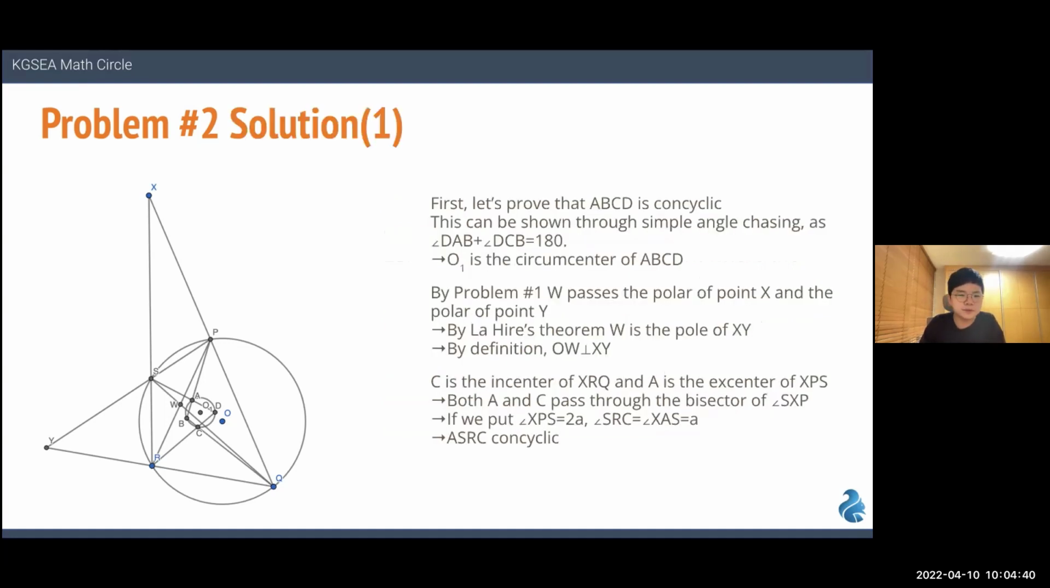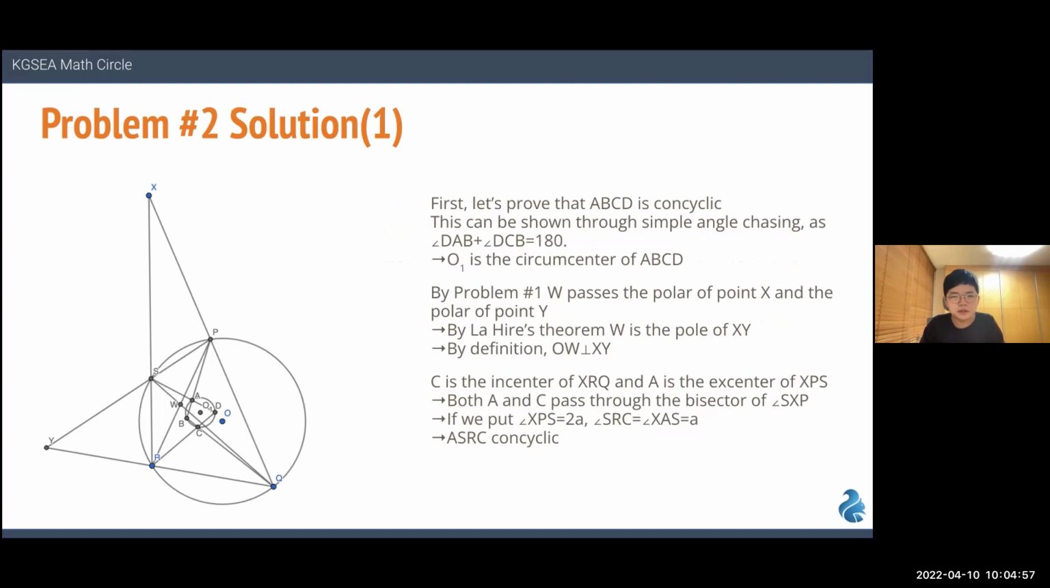So first, we have to prove that ABCD is concyclic, and this can be shown through simple angle chasing, as angle DAB plus angle DCB is 180 degrees, which means that O1 is not only the circumcenter of ABD, but O1 is the circumcenter of ABCD.